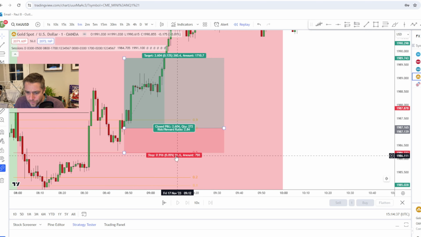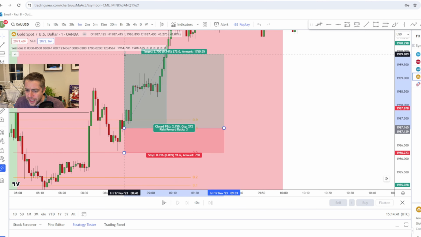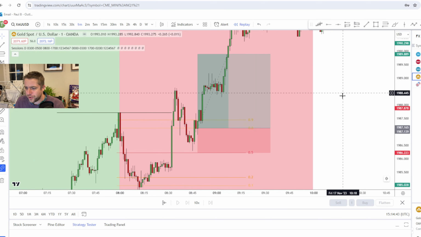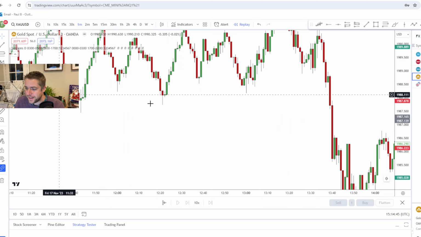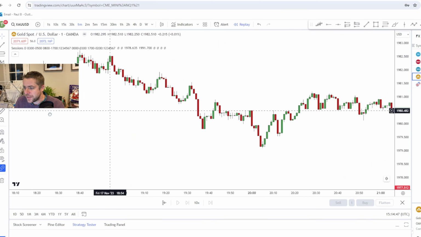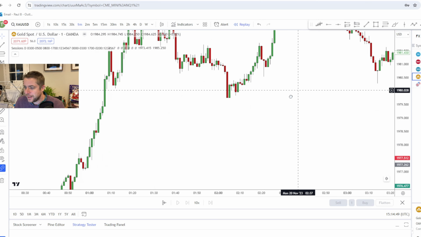There we go. And we're doing a 3-to-1, which we get there. Beautiful trade. We're up 4%. We are now up 4%. We move on to the next day.